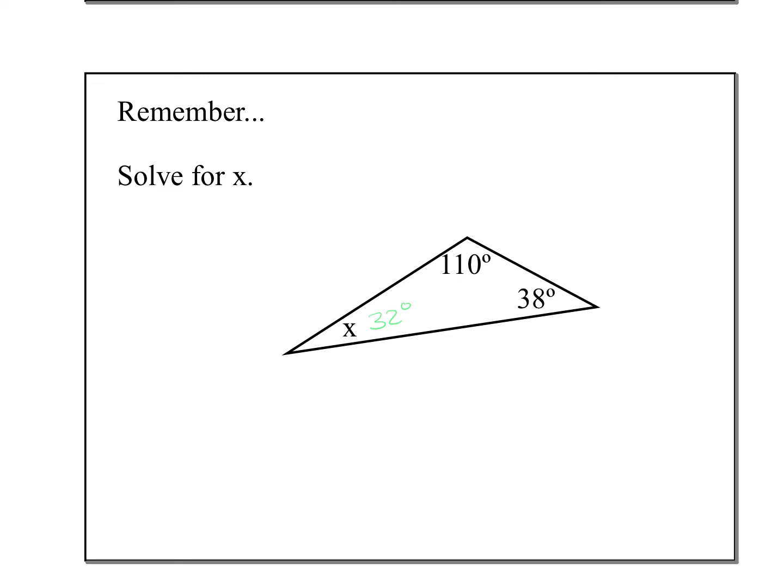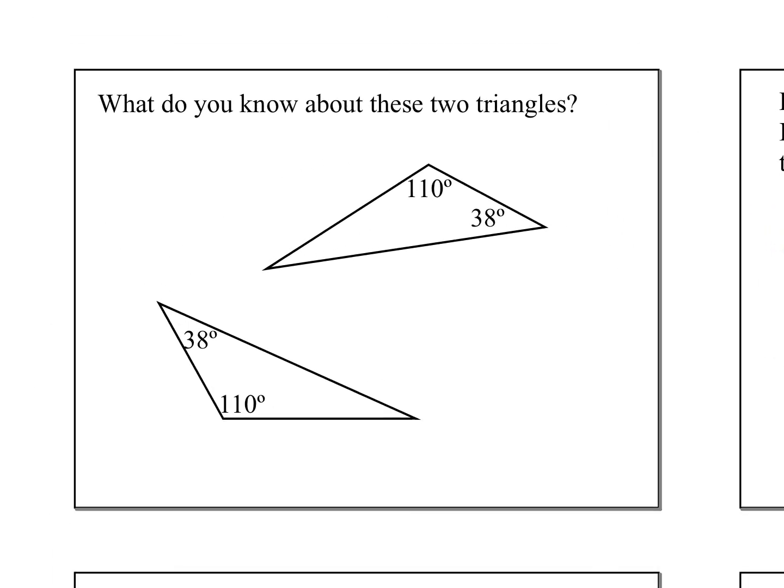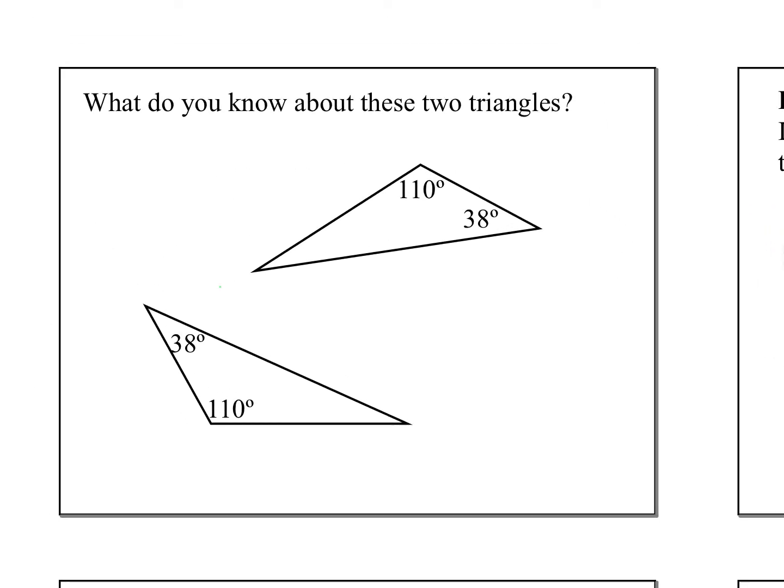Okay, 32 degrees is correct because the angles of any triangle add up to be 180, right? Let's go to the next page. What do we know about, and I'm going to ask you more specifically, angle A and angle Z? What do we know about angle A and angle Z? They're both going to be 32 degrees, right?